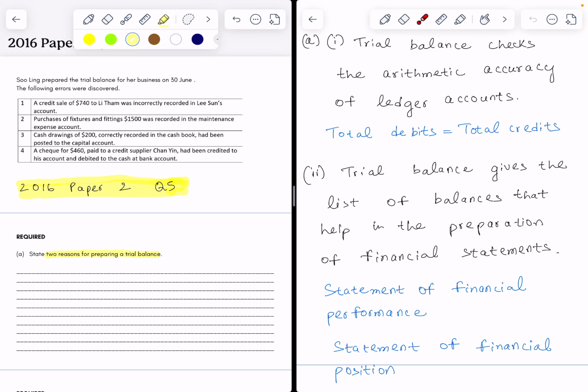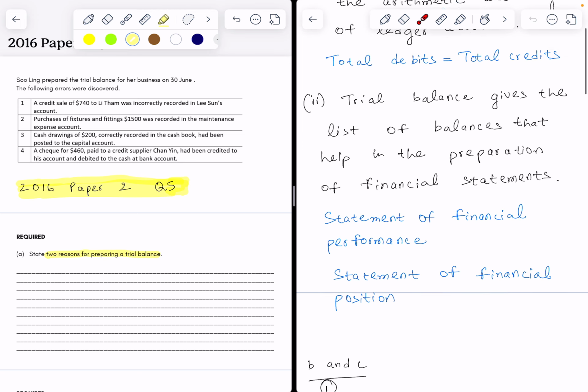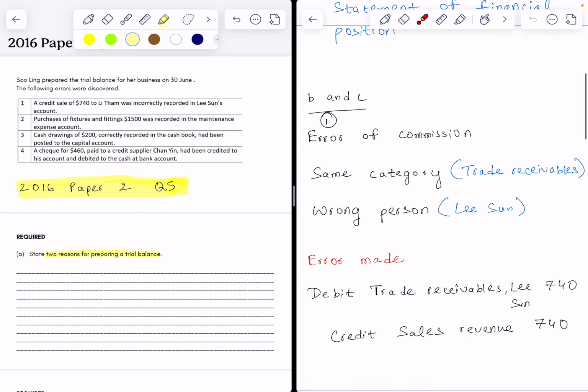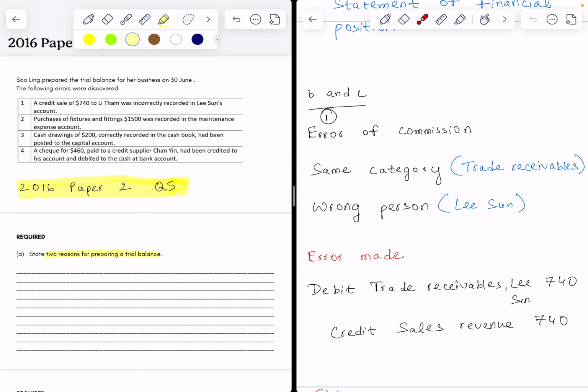So let's look into the first error which we have got, and we will identify it and also prepare the journal entry. A credit sale of $740 to Lee Tam was incorrectly recorded in Lee Sun's account. All right, so this is what we call an error of commission. And the reason we call this an error of commission is because the error has been made within the same category and included in the wrong person's account.